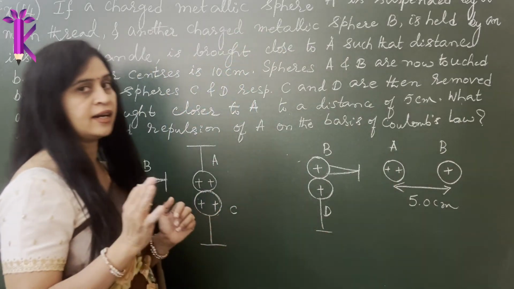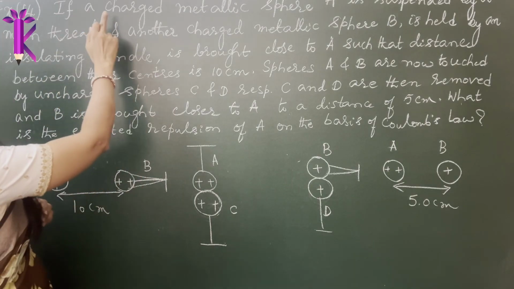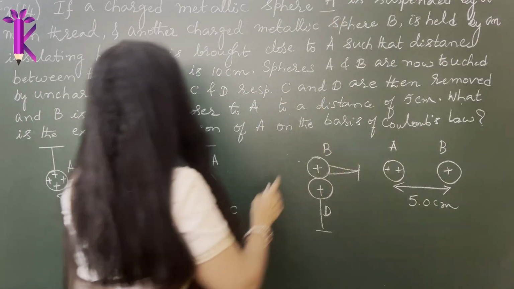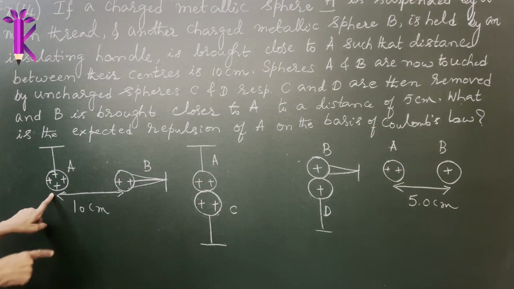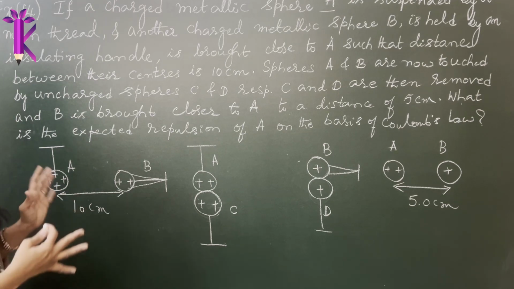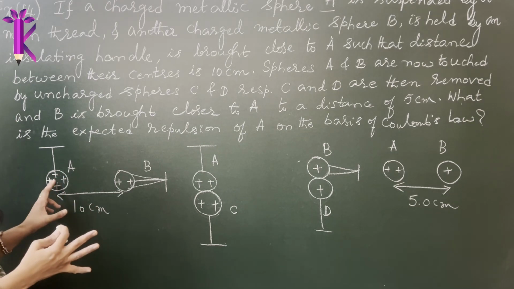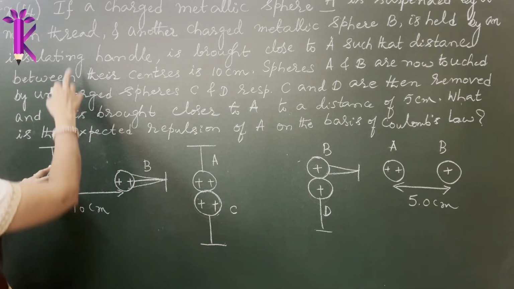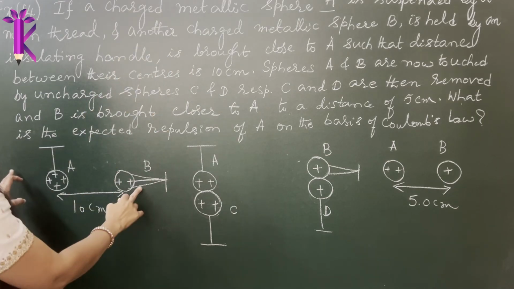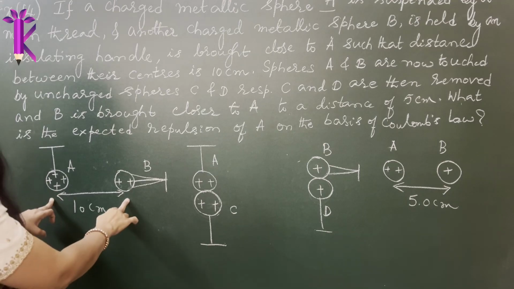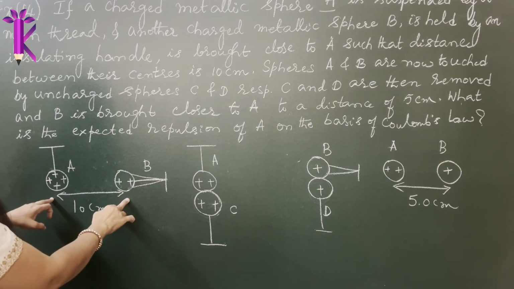So the numerical is example number 14 in your textbook. There is a charged metallic sphere A. You see the diagram is also given in the textbook. This is the charged metallic sphere. You can see there are 4 charges. For simplicity, they have only given 4 charges for you to understand. So there is a charged metallic sphere A which is suspended by a nylon thread, and another charged metallic sphere B which is held by an insulating handle. You can see there are 2 charges.